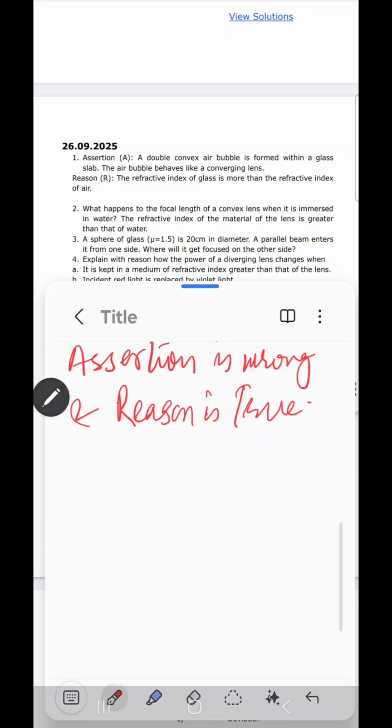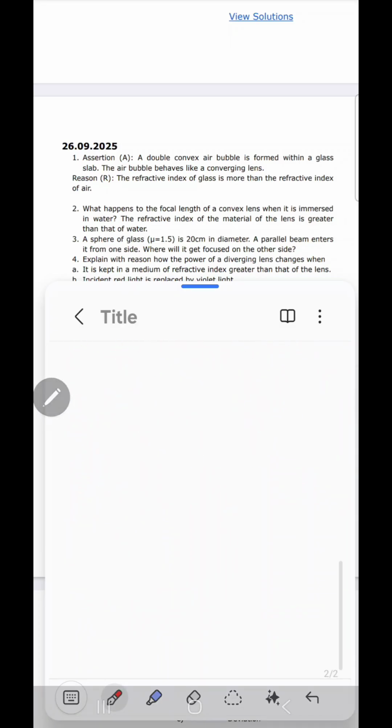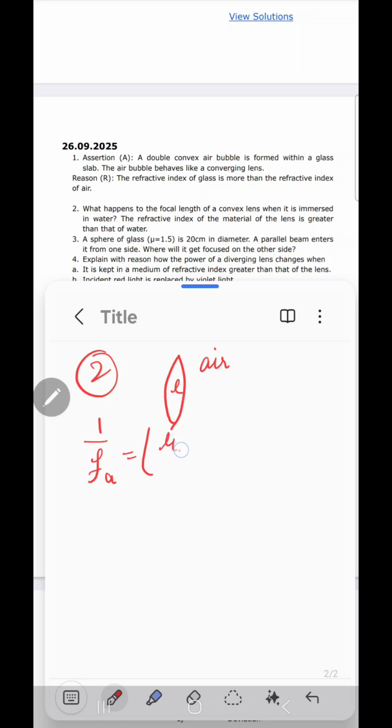Second question is question number 2. What happens to the focal length of a convex lens when it is immersed in water? The refractive index of the material of the lens is greater than that of water. Okay, now let us consider this is a convex lens and it is in air. When it is in air, let us consider its focal length is FA. Now using the lens maker's formula, it would be the refractive index of lens over refractive index of air, minus 1, times 1 over r1 minus 1 by r2. So this is the focal length of the lens in air.